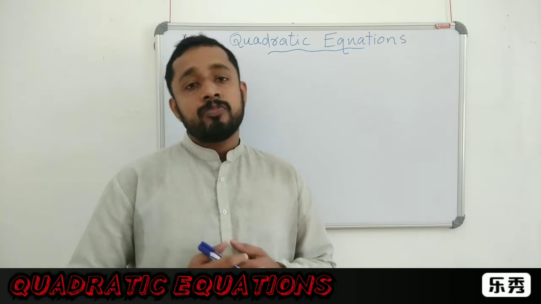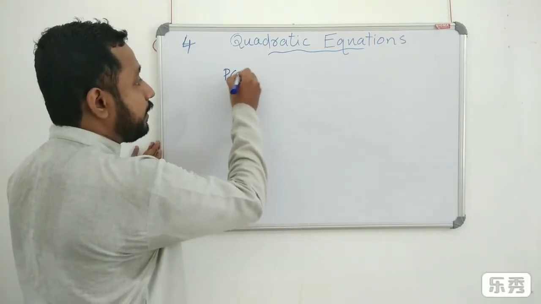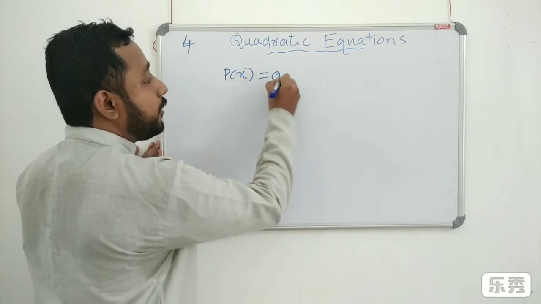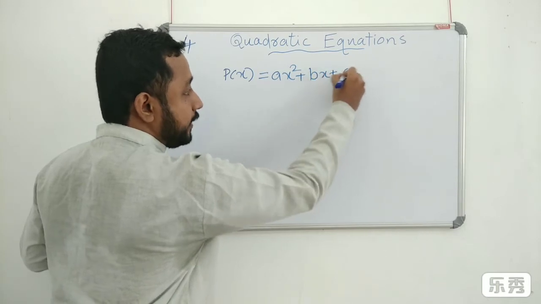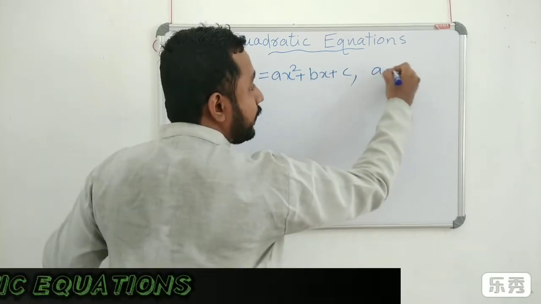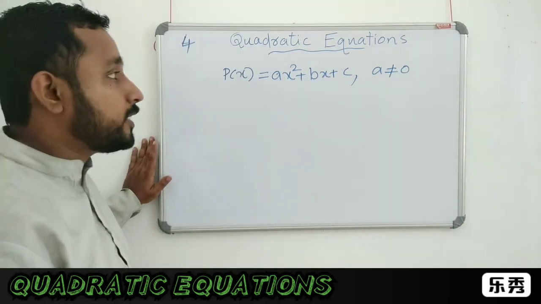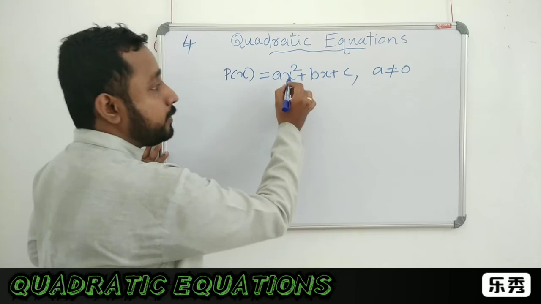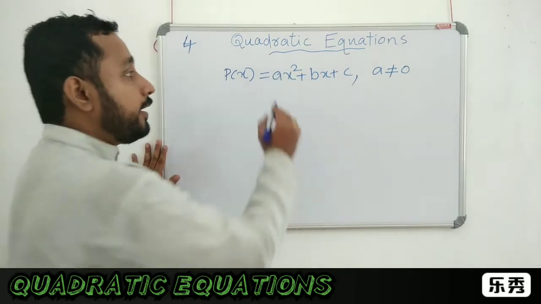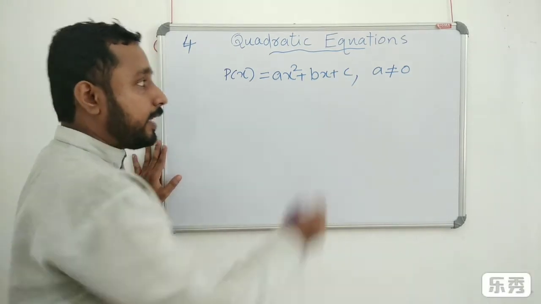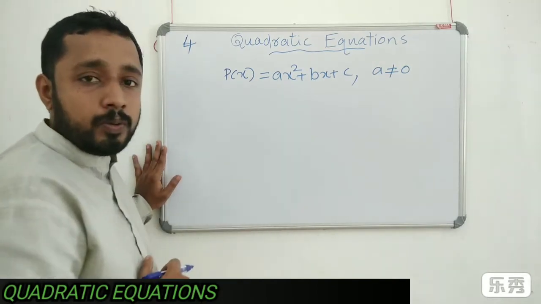The general form of the quadratic polynomial is p of x is equal to ax square plus bx plus c, where a is not equal to 0. This is the general form of a quadratic polynomial. Here the highest power of the variable x is 2. That's why it is called a quadratic polynomial. Here a, b, c are real numbers and x is the variable.